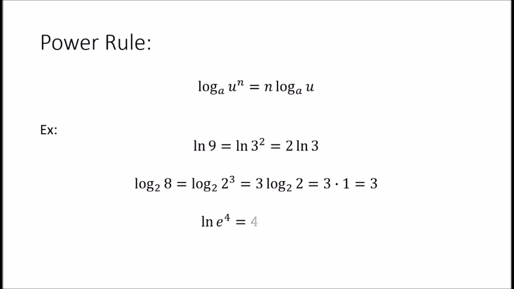Finally, if we have the natural log of e raised to the 4th power, we can bring that 4 in front as the coefficient. We get 4 times the natural log of e. And remember that natural logs are simply logs using the base number e. So natural log of e is going to be 1.